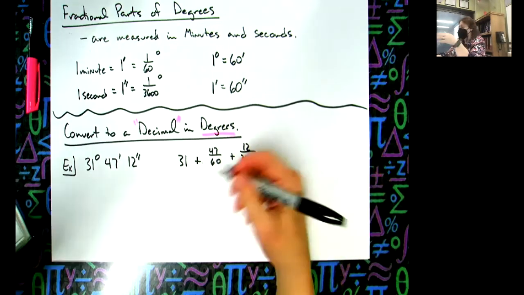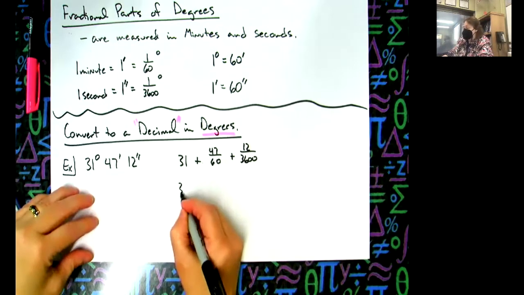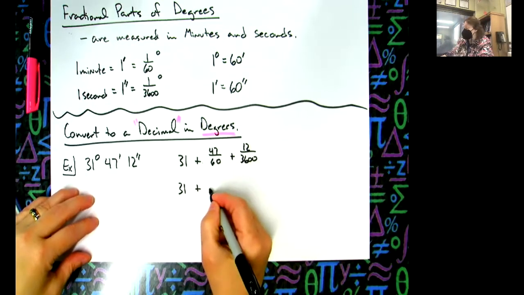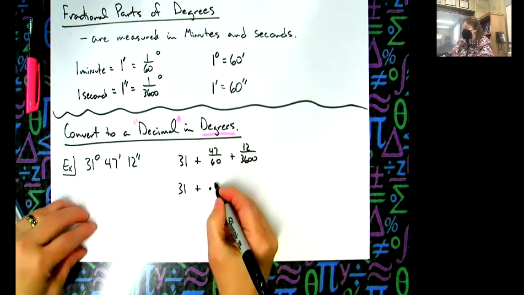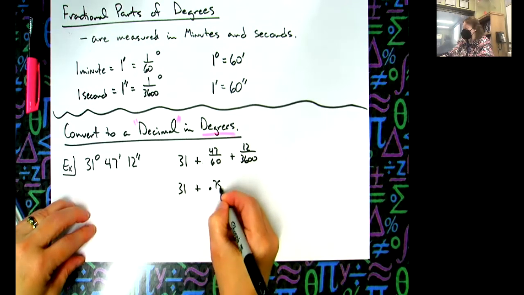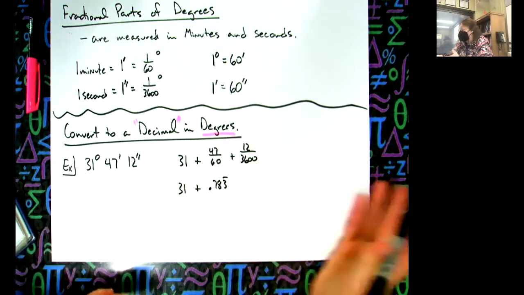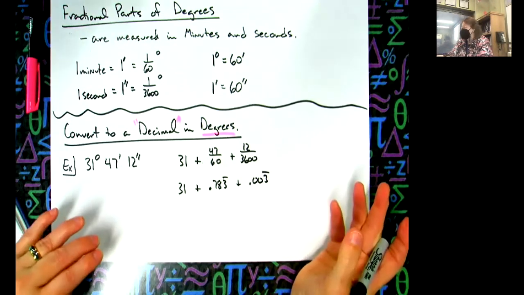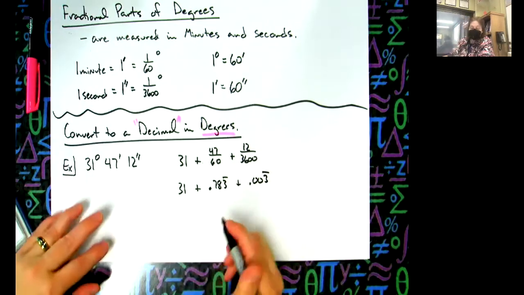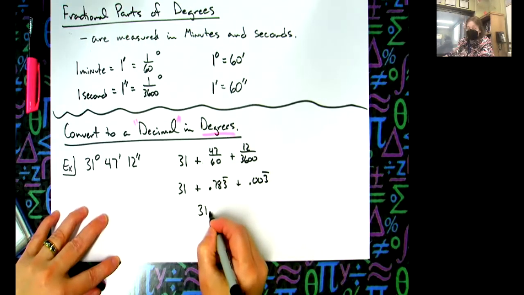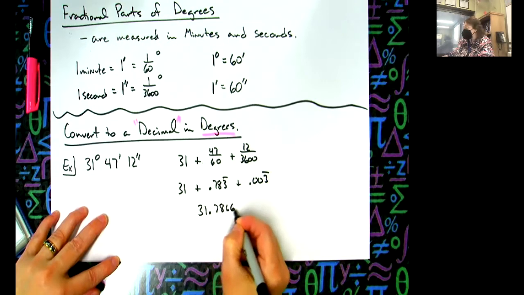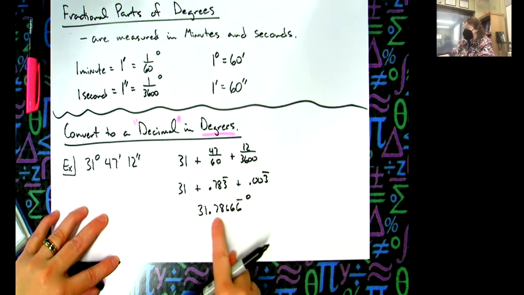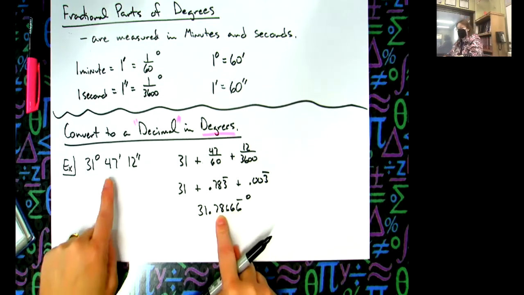You're just going to use a calculator and work it all out. If you put it in a calculator, it's going to give you the whole great big thing. Convert it to a decimal. If you did each individual part, this one's like 0.783 with a line over it, so it repeats forever. This one's like 0.003, again that repeats. So you're going to totally 100% use a calculator here. You get something like 31.7866666 repeating degrees. Here's the decimal part that represents this fractional part of another degree.